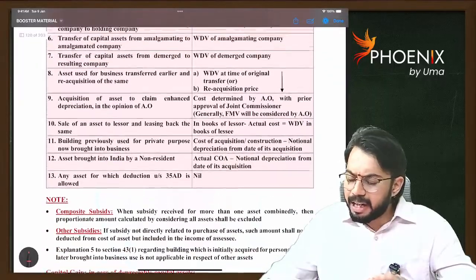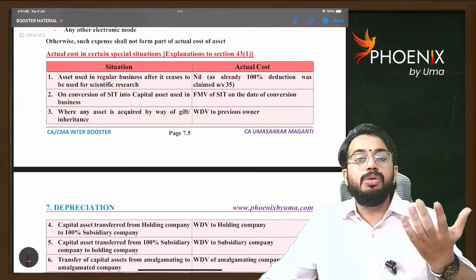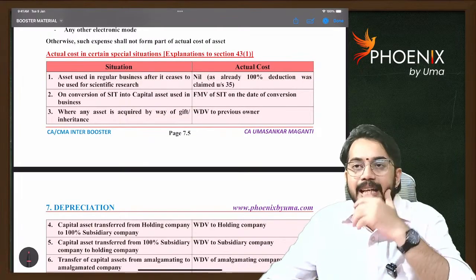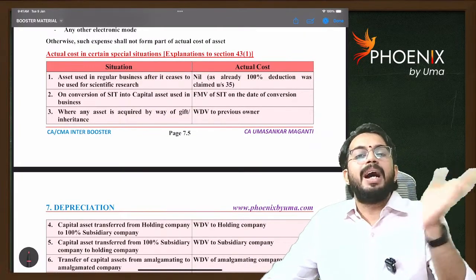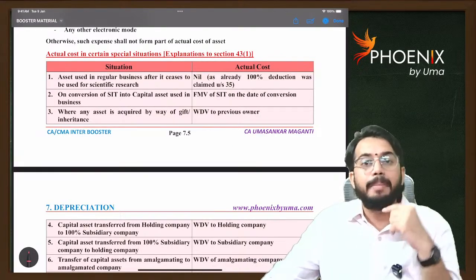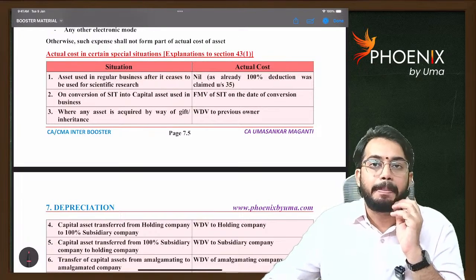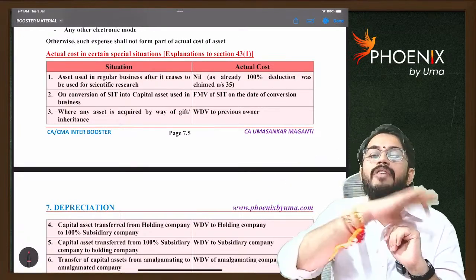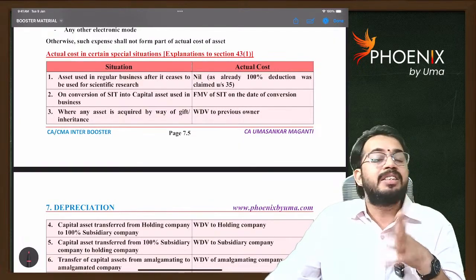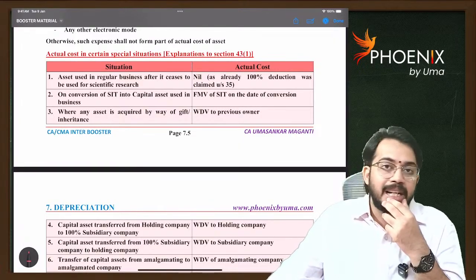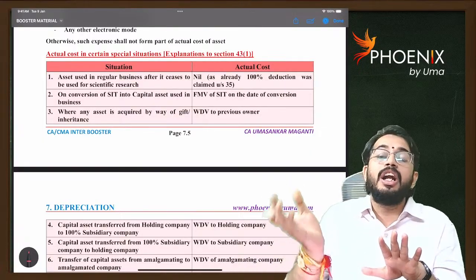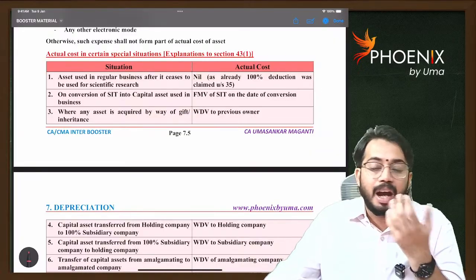So there are different cases to consider for the cost of the asset. For example, there was amalgamation. In amalgamation, the amalgamated company received the asset from the amalgamating company. In the books of the amalgamated company, the cost of the asset is equal to the written down value in the books of the amalgamating company. Next, demerger happened. Assets transferred from the demerged company to the resulting company. In the books of the resulting company, the cost of the asset is equal to the written down value in the books of the demerged company. Are you able to understand?